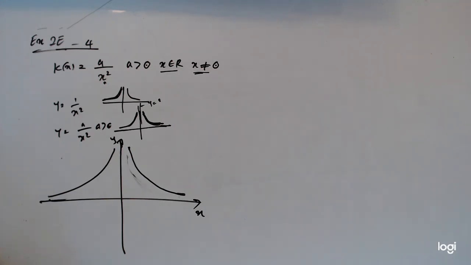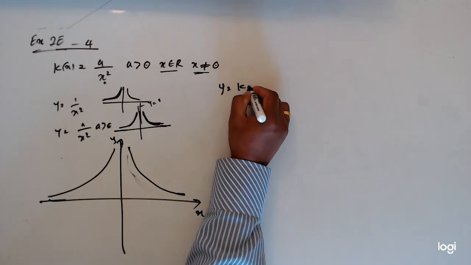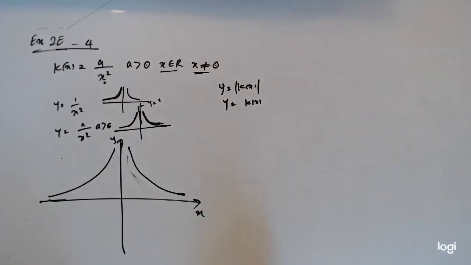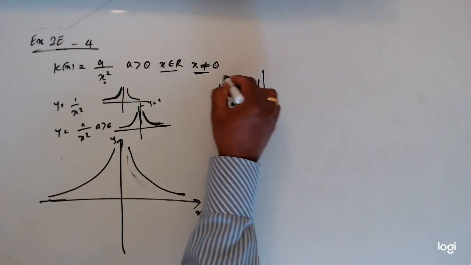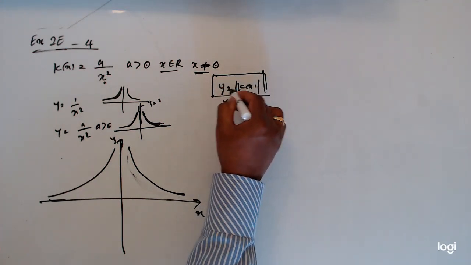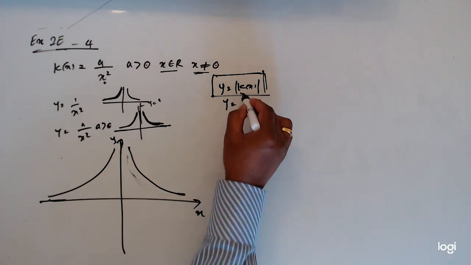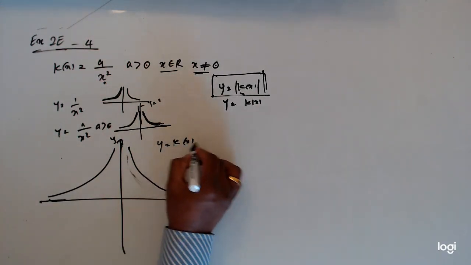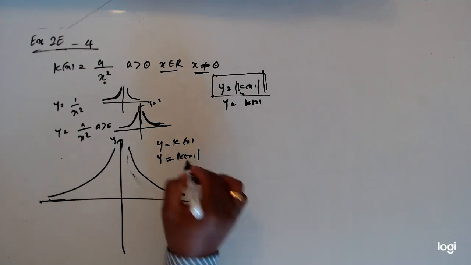Explain why it's not necessary to sketch y equal mod kx and y equal k mod x. Now from this one, what we are doing is we turn all negative y values to positive. So when you look at this graph, there are no negative y values. There is no graph here. It means there are no negative y values, so there is nothing to turn. So this graph is the same as this one. So y equal kx is also the same. y equal mod kx is also the same.